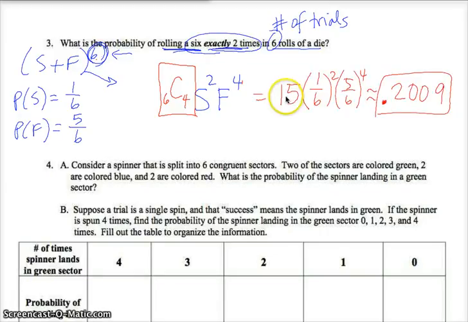So you should have gotten a 15 for the first one, then 1/6 squared times 5/6 to the fourth, and gotten 0.2009.